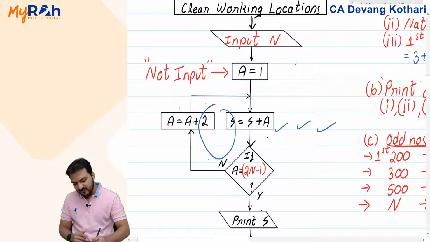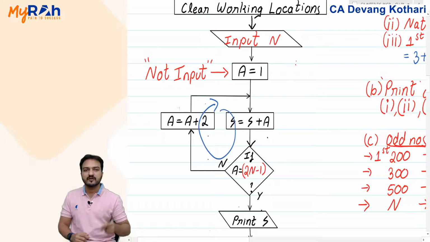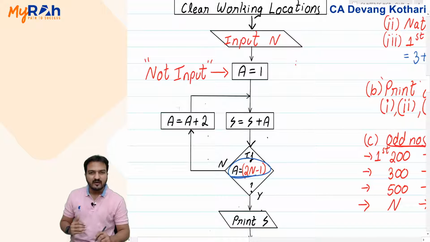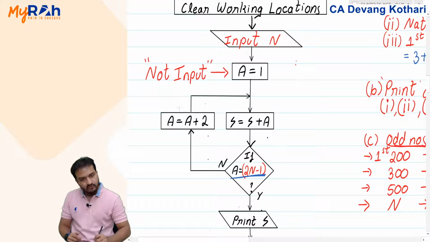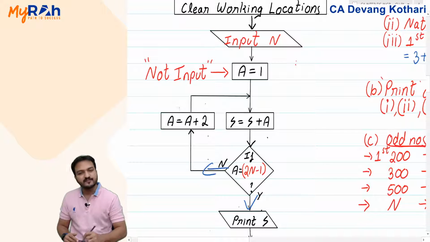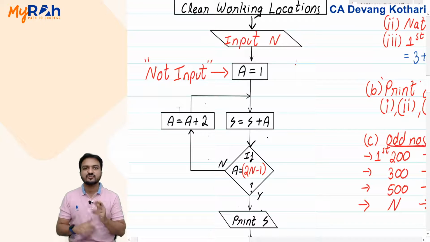But until when will you keep going into this loop? This loop will keep repeating until a equals 2n minus 1. 2n minus 1 will become the last odd number. So if a equals 2n minus 1, yes, then you come out and print the answer, stop. If no, then you go back and keep taking the next odd number. This was your first flowchart, summation of odd numbers.